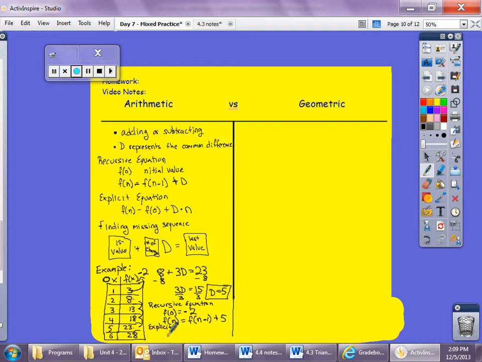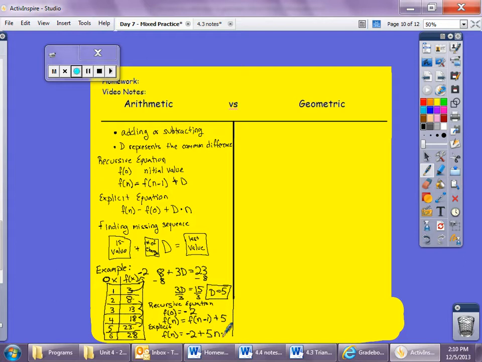equation, well, it's f of n equals f of 0. Well, f of 0 we just established is negative 2, plus, because we're adding, so we're adding 5 each time to the number. So we get negative 2 plus 5n. So that is how we get our explicit equation. Now that's all with our arithmetic sequence.